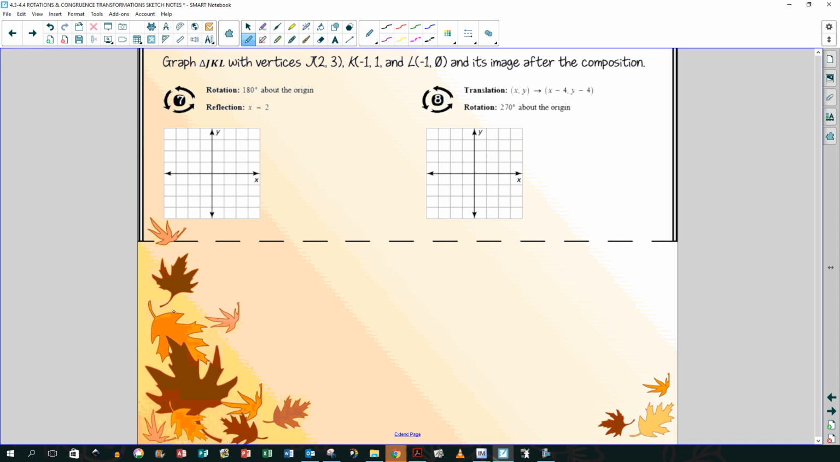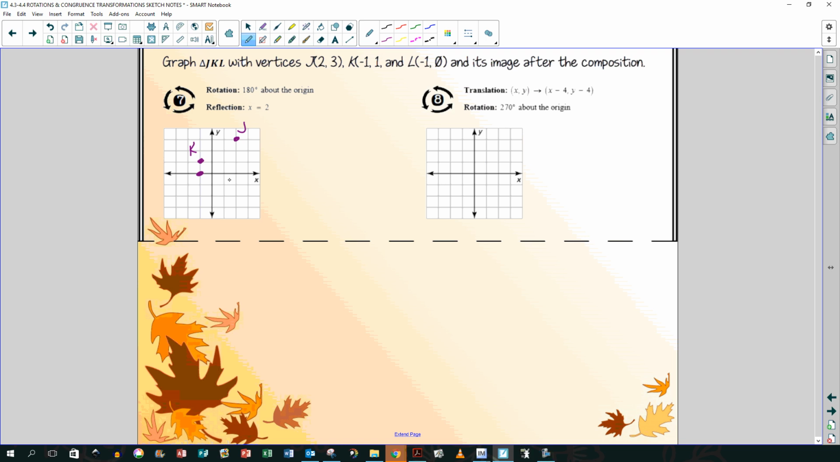All right. Now we're going to graph the triangle JKL with vertices J at here, K here, and L here, and its image after the composition. So let's graph these 3 points here. So I'm just going to count these as 1s instead of 2s. So this is 1, 2, 1, 2, 3. So there's point J. K is -1, 1. And L is -1, 0.